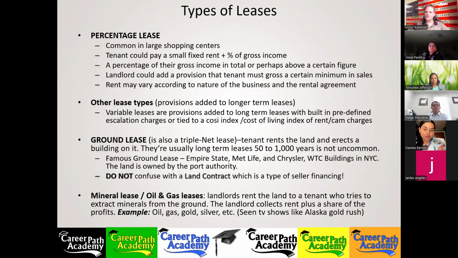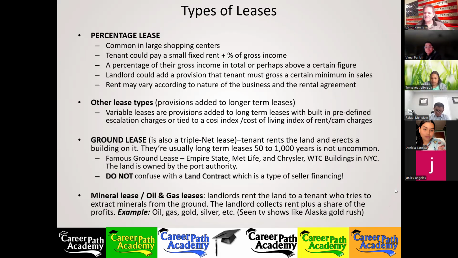And it is a type of triple net lease because you're going to also be responsible for all the maintenance of that building and the additional expenses like taxes that would arise, the snow removal and all that stuff. So you do need to know what a gross lease is, what a net lease, what a triple net, what a percentage, and what a ground lease is. Don't worry about the variable lease stuff here. And then lastly, we got a mineral lease.